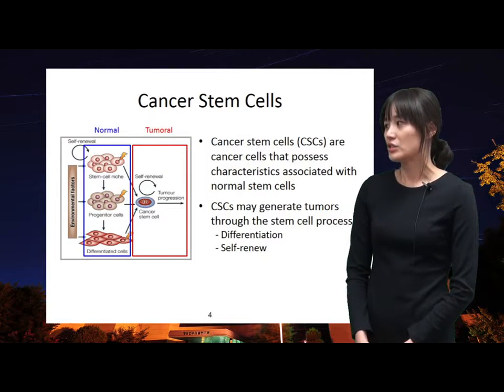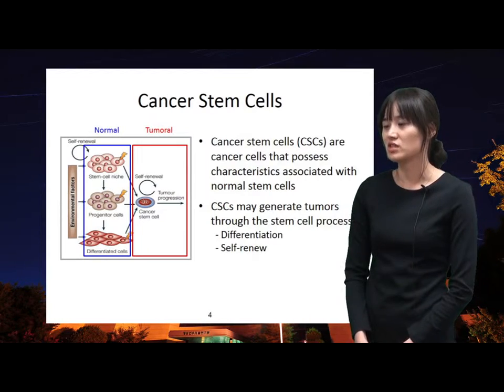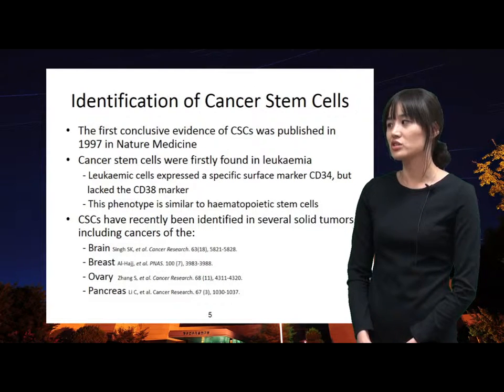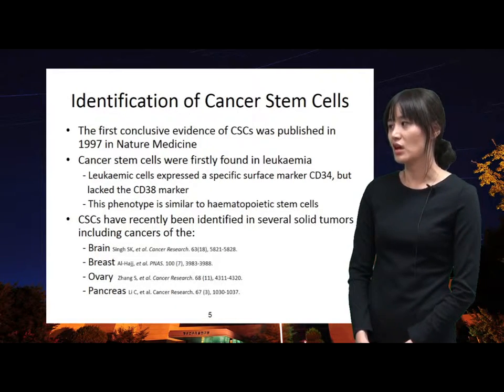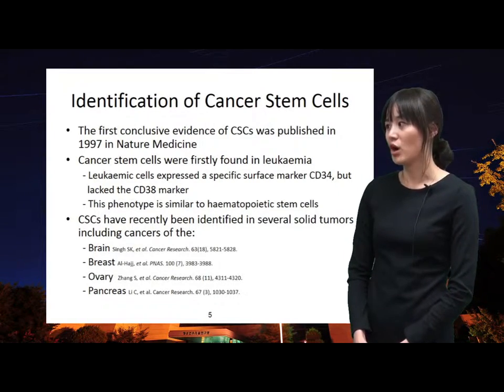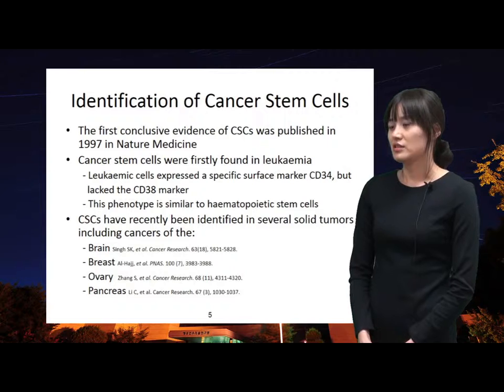For example, cancer stem cells have tumorigenic potential that gives rise to tumors when transplanted into immunodeficient mice. To improve understanding of cancer stem cells, researchers first found the cancer stem cell in leukemia and published it in 1997 in Nature Medicine. The paper explained that leukemia cells expressed a specific marker CD34 but lacked the CD38 marker. This phenotype is similar to hematopoietic stem cells.